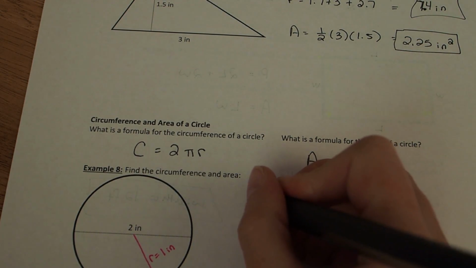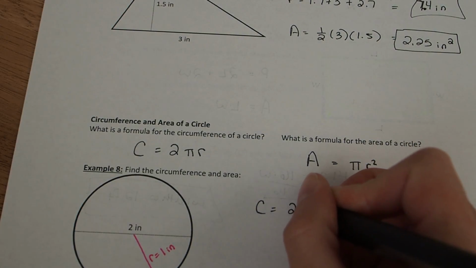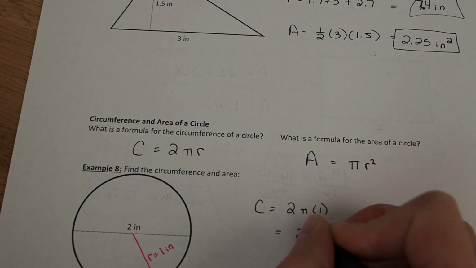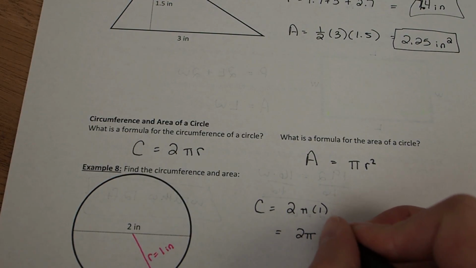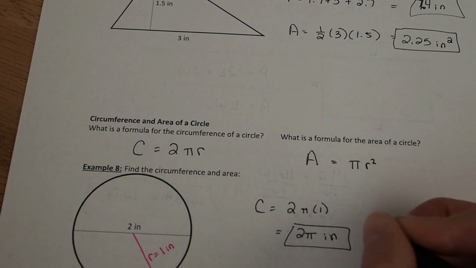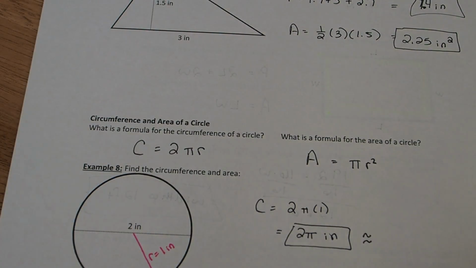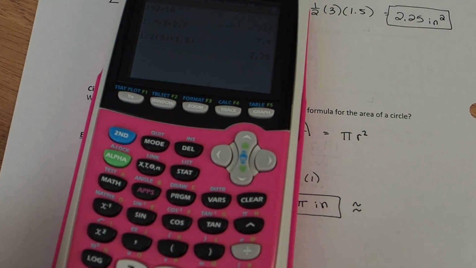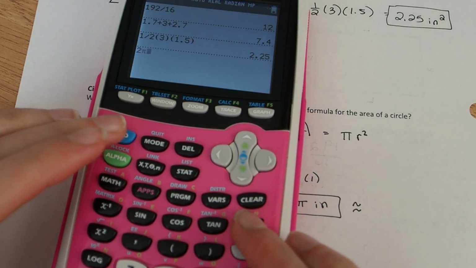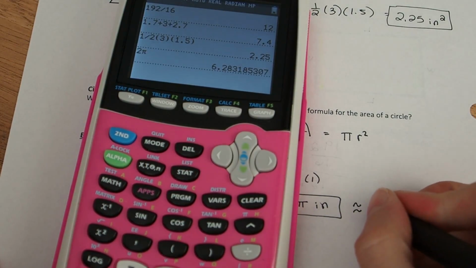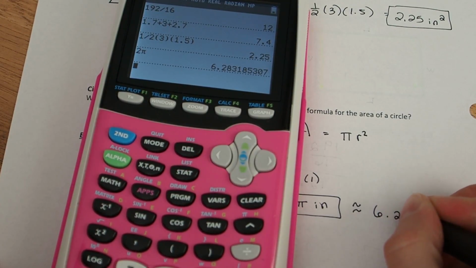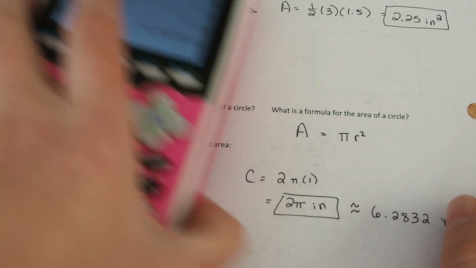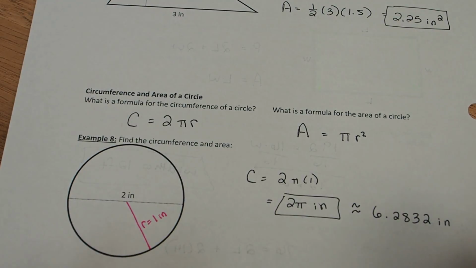So if I want to compute the circumference, it's going to be 2 times pi times 1, which is the radius, which gives me 2 pi inches. Now this is the exact measurement. If you want to get the approximate measurement, you can use 3.14 or use your pi key. So 2 pi is approximately 6.28318 inches.